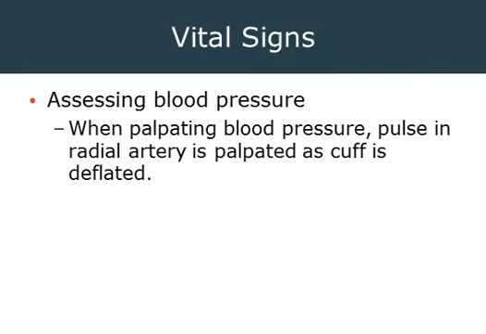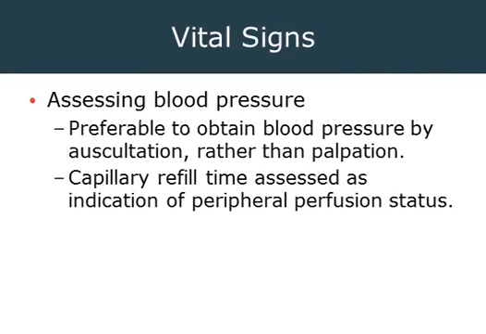The guesstimation that you're getting is usually plus or minus 10 millimeters of mercury to what the actual blood pressure is. And more times than not, it's closer than it is further. We prefer a blood pressure by auscultation. It's more accurate than by palpation.